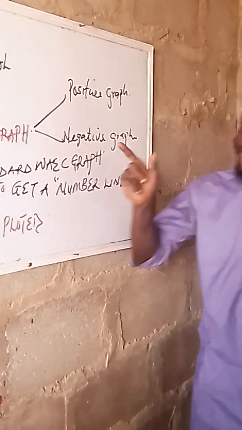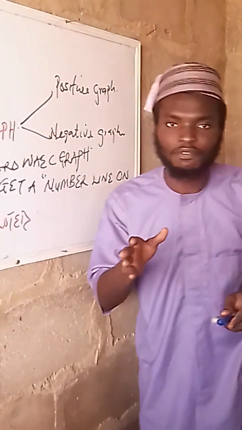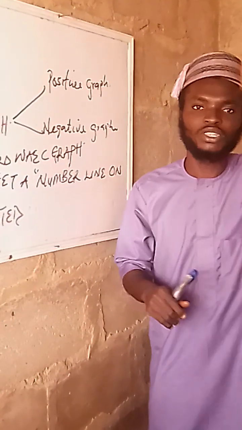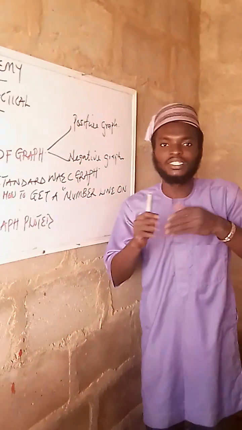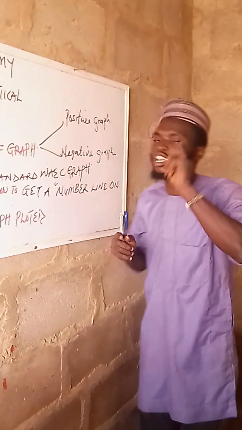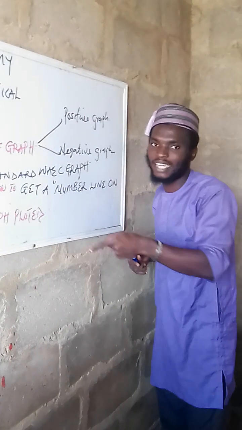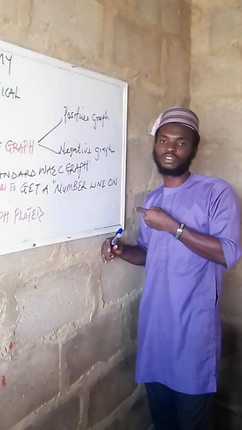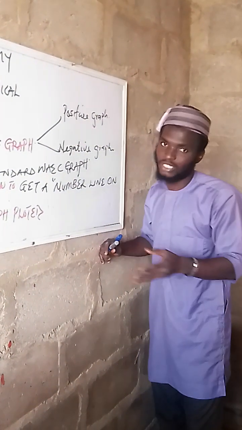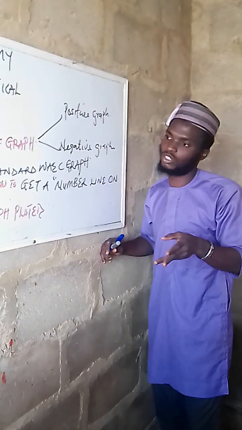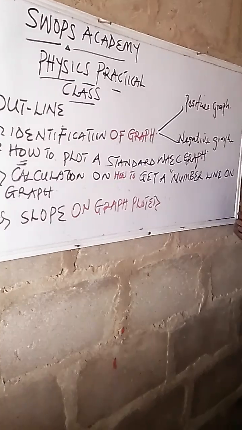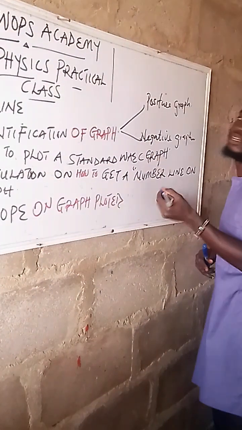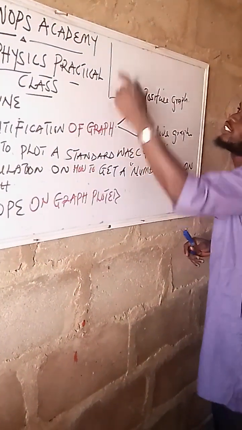When we say a positive graph, we are simply saying a graph whereby the plotted graph touches the vertical axis and the horizontal axis. I will tell you what the vertical axis is and what a horizontal axis is when we get to this second stage. So now, let me even explain it like this.